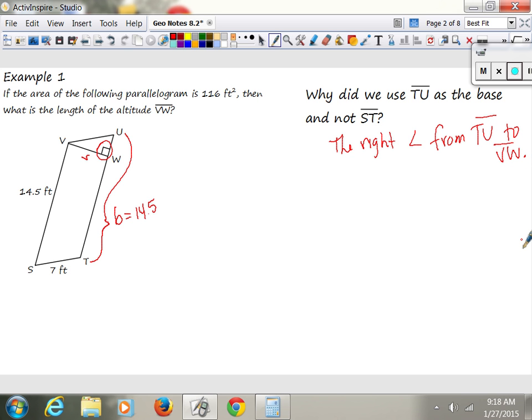That's why we use that. We get a right angle. Basically, those are the perpendicular sides. So you could put that TU and BW. TU is perpendicular to BW. That's what makes it a base and a height, because they're perpendicular.